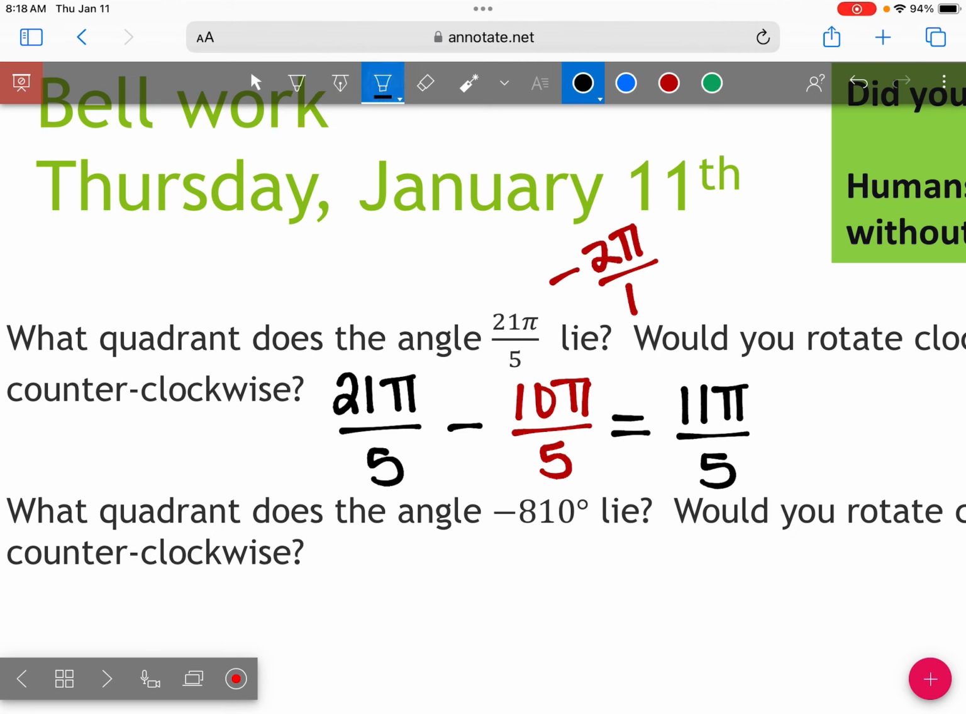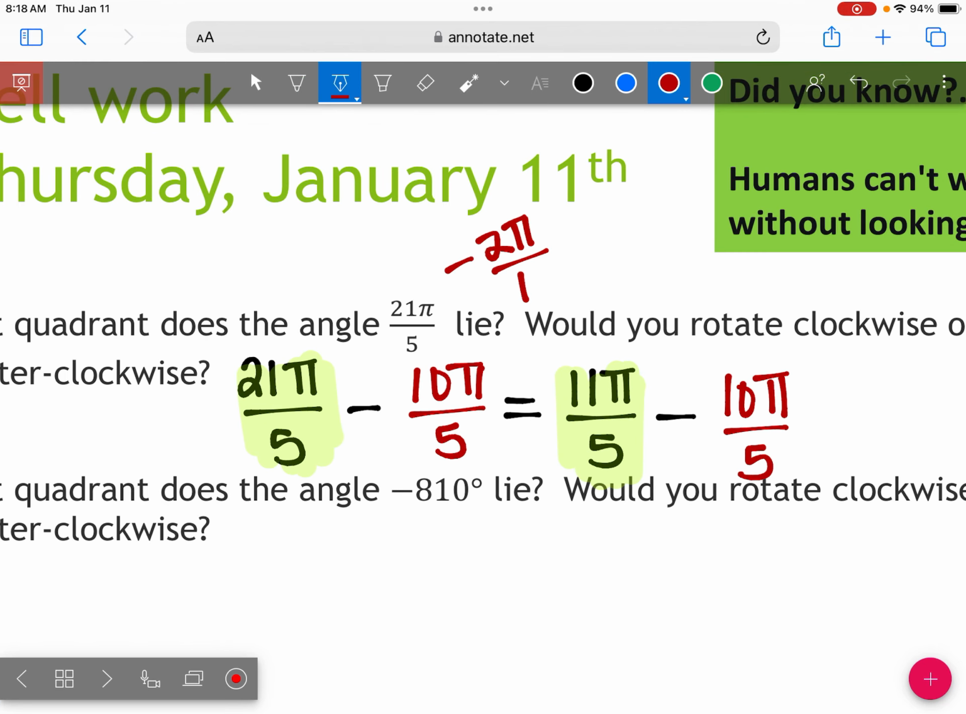Now, keep in mind that these two angles right now are coterminal angles, but this is still more than 360. So we're going to subtract it again. So let's subtract the 2 pi again. And we get 1 pi over 5. All three of these angles are coterminal, meaning that the terminal side is in the exact same position.